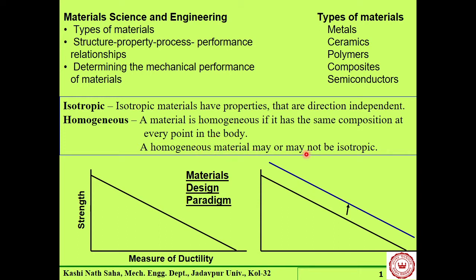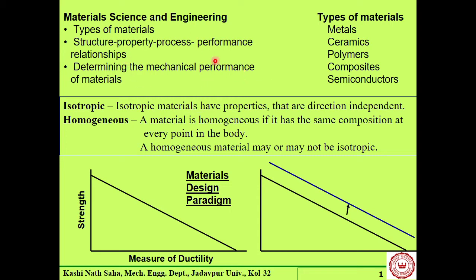Now a homogeneous material may or may not be isotropic. Isotropic means the material has identical property in each direction. Usually those properties are not valid for composite materials. The composite itself indicates that the material has different property in different directions. So these are preliminary ideas about material property.